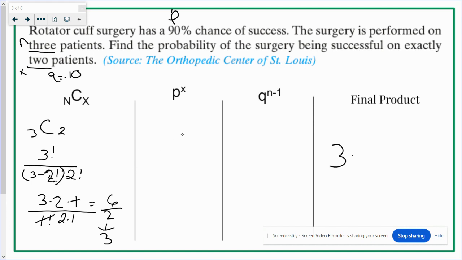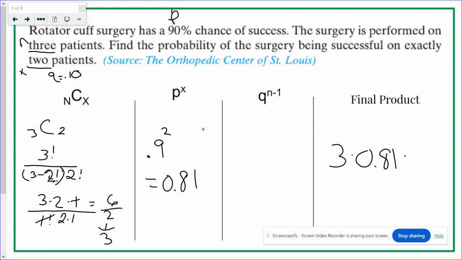Probability of success raised to the x power. Probability of success is 0.9. X is 2. So I'm going to come in my calculator and I'm just going to do 0.9 raised to the second power. And that is 0.81. Put that in our final product.